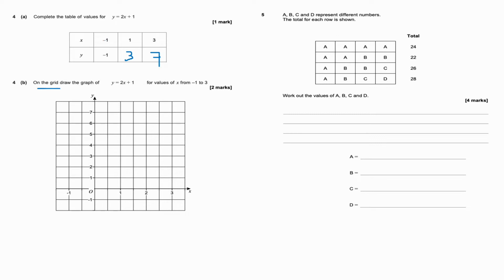Part B, on the grid, draw the graph y equals 2x plus 1 for the values of x from minus 1 to 3. So it's minus 1, 1, 3, 3, 7.